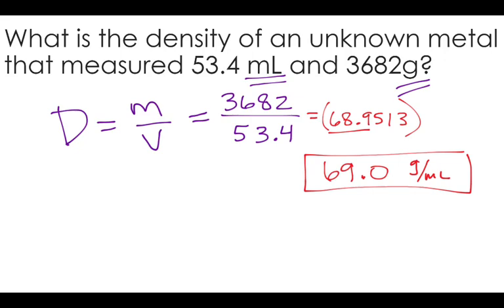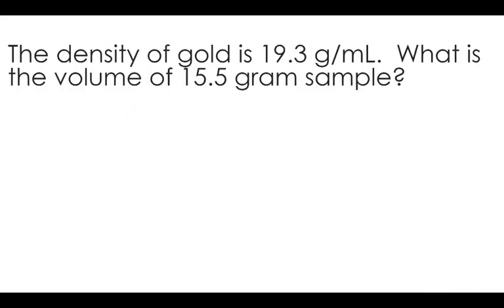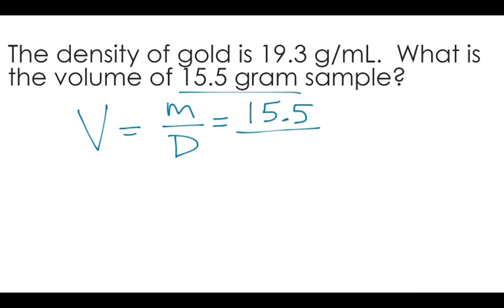In the next problem, we are given the density and asked for the volume of our sample. So we're going to go ahead and use that rearranged volume equation. Volume equals mass divided by density. And we can find our mass as this 15.5 grams, and our density is 19.3.